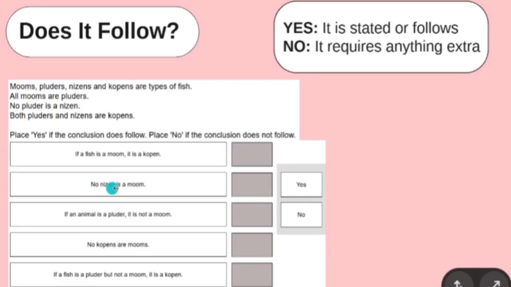Then for the next statement, it's no nison is a moom. So I'd look at where nison is and I'd look at where moom is, or I'd look back at the statements if you could do that in your head. I'm just going to look at my diagram and we can see that the nisons and the mooms do not overlap. So that would be a no. Oh, wait, nope. No nison is a moom.